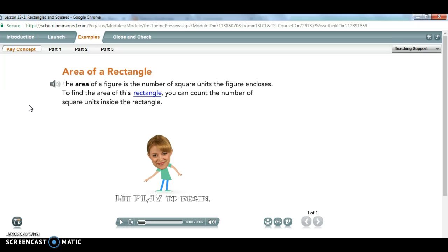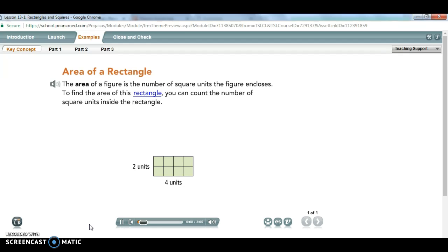To find the area of this rectangle, you can count the number of square units inside the rectangle. This rectangle has a base of 4 units and a height of 2 units. The area of the rectangle is the number of square units it encloses. To find its area, count the number of square units inside the rectangle. The area of the rectangle is 8 square units. But what if you increase the dimensions of the rectangle?